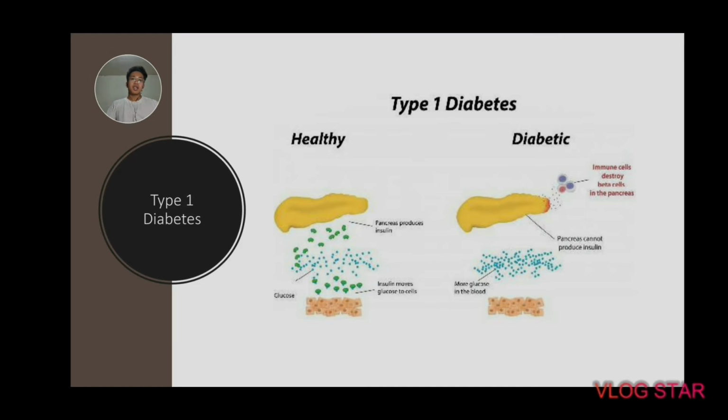Okay. So for the first slide for type 1 diabetes, there's an illustration comparing a healthy pancreas and a diabetic pancreas. For the diabetic pancreas, it says immune cells destroy beta cells in the pancreas. These beta cells are cells found in the pancreas which produce insulin in the presence of glucose. So if these cells are destroyed, no insulin would be produced, and then the glucose in the blood will not be lowered, and will eventually accumulate and rise in the blood.